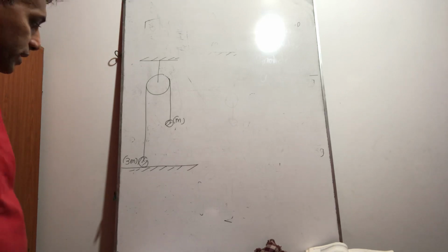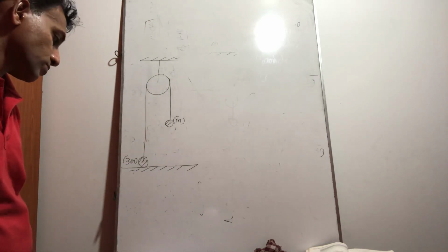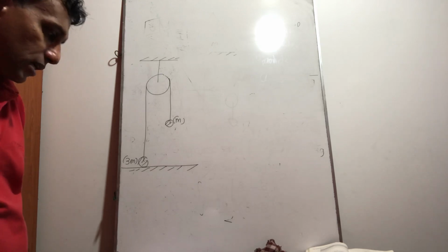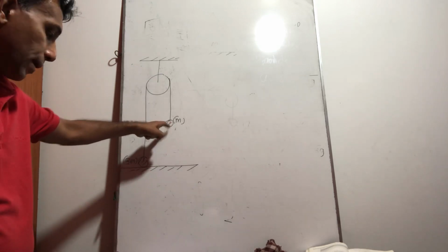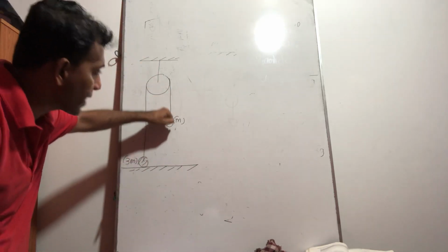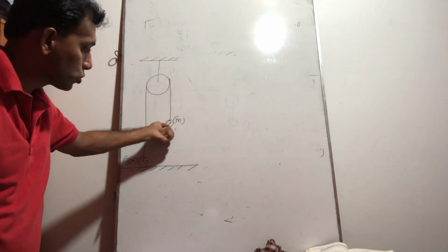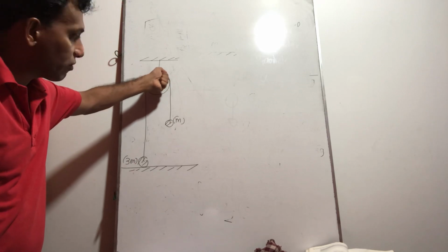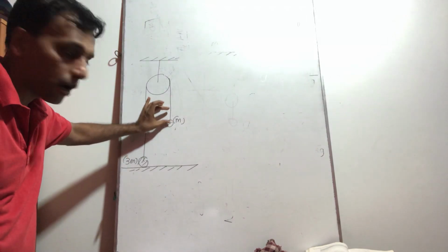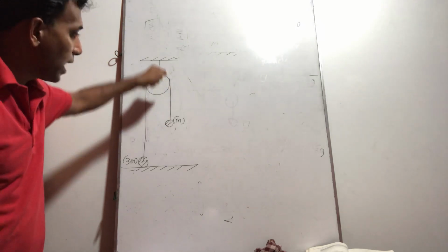Initially, the heavier particle lies on the floor, on the ground. The other one is suspended freely like this. When the system is at rest, the mass m is raised by a height h. They take this small m up by a height h and gently release it. If you take it up, the string becomes slack, and it drops freely.